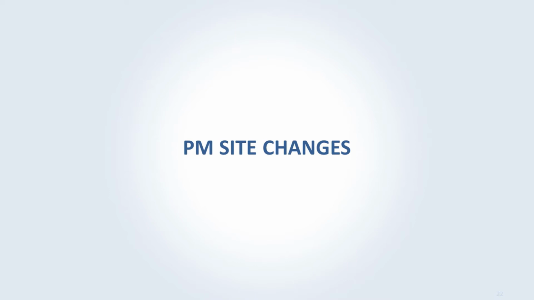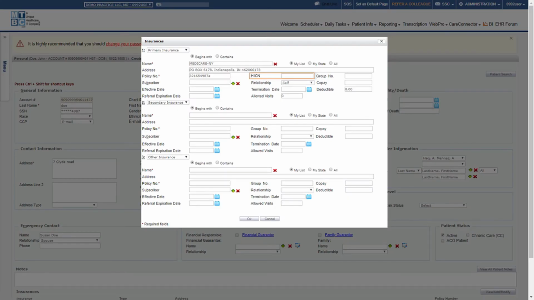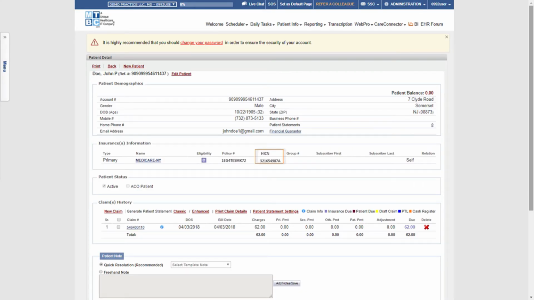Practice management system changes. In the same way, we have upgraded our practice management system. At the patient demographics as well as claim level, you can use the policy number field to put the MBI or HICN code, and our system is capable of processing either one smoothly. Parallel to the policy number, you now have a new field named HICN that can be used to store the patient's HICN number for reference. Here is an image of the insurance section of the patient's demographics. Let's review the changes being made in the claim form.